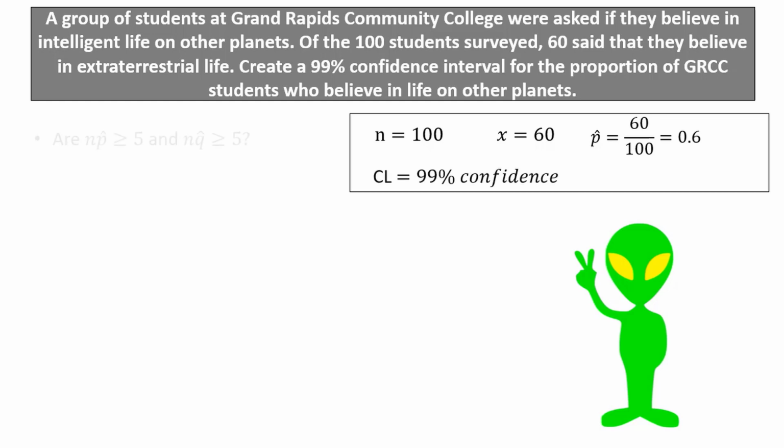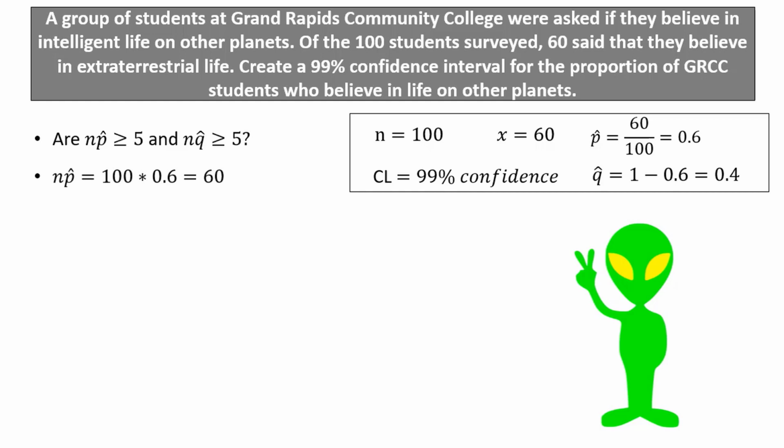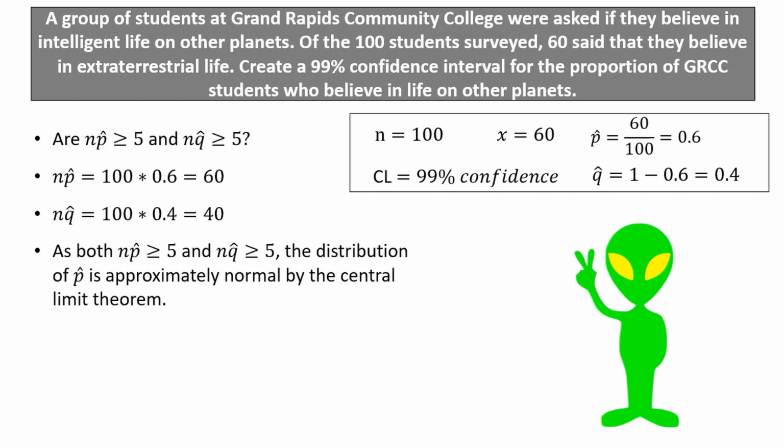We need to check if n times p hat and n times q hat are both at least 5. Remember that q hat is just 1 minus p hat. 1 minus 0.6 is 0.4. 100 times 0.6 is 60, and 100 times 0.4 is 40. Both values are at least 5, so the central limit theorem ensures that we can use the normal distribution to approximate the distribution of p hat.